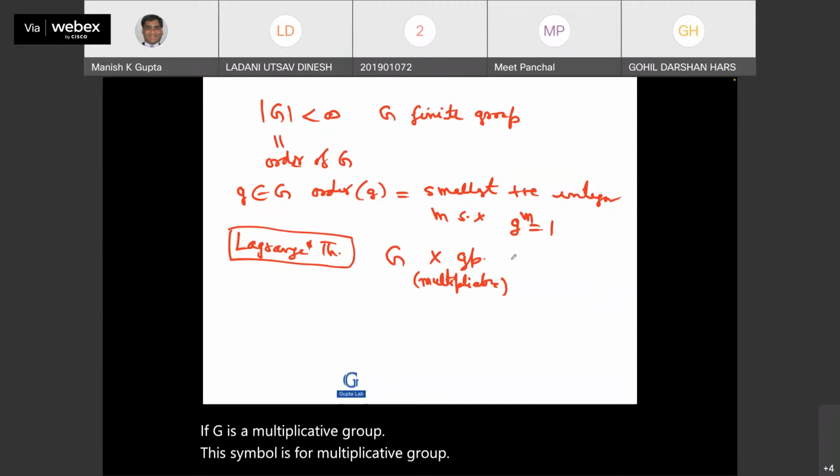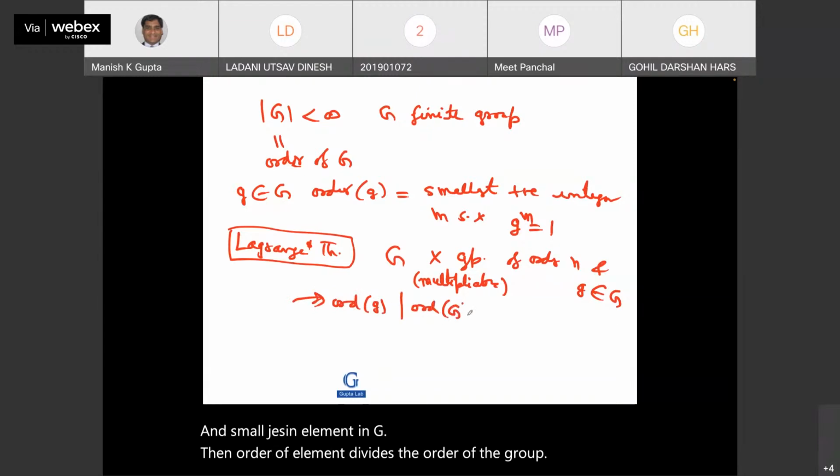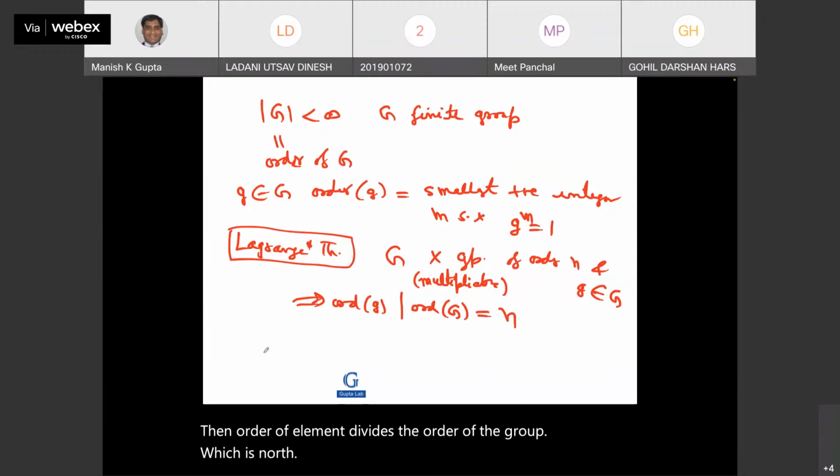Okay, of order n, and small g is an element in G, then the order of the element divides the order of the group, which is n. This is known as Lagrange's theorem.